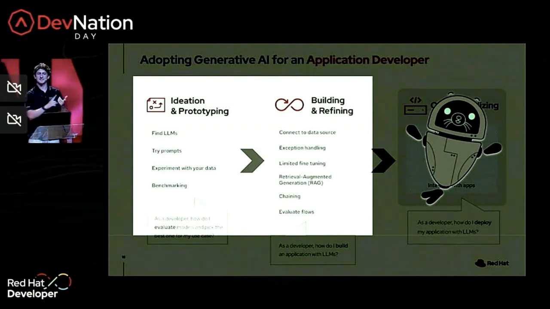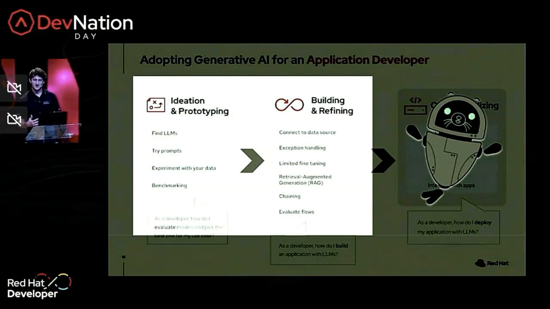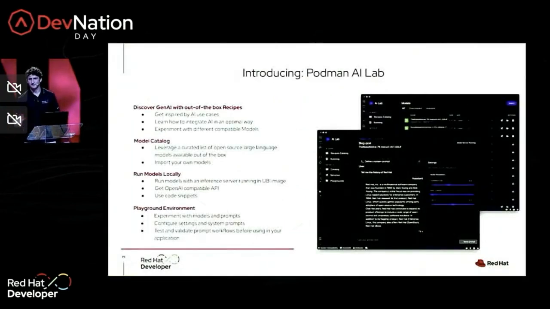So if you have a new idea or a use case that you want to work on, how do you test out models? How do you experiment with your data? And then when you build the application, how do you connect to data sources? How can you do RAG, for example, and evaluate these flows and test things out and parameters? And with the Podman AI Lab, the goal was to simplify all of this so that it's much easier to use AI as a developer.